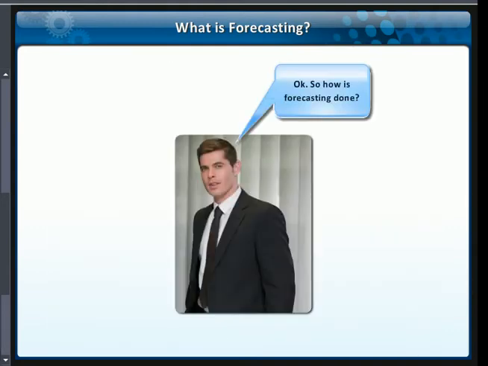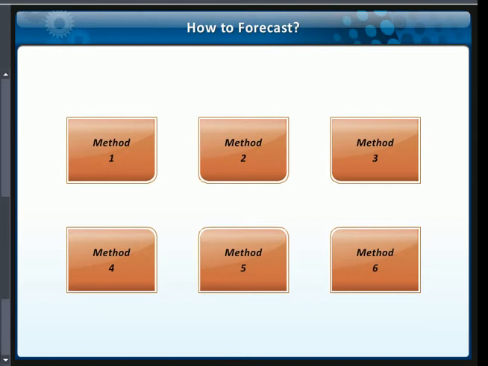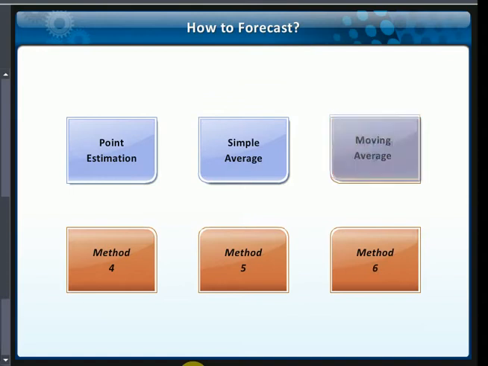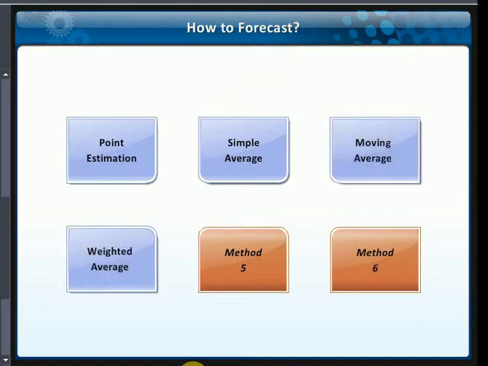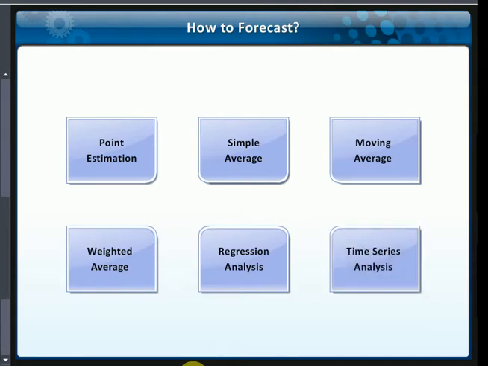Okay, so how is forecasting done? There are 6 different methods to forecast the future work volumes. They are point estimation, simple average, moving average, weighted average, regression analysis, and time series analysis. Click each to know more.